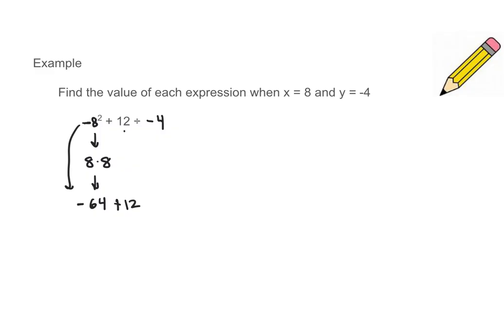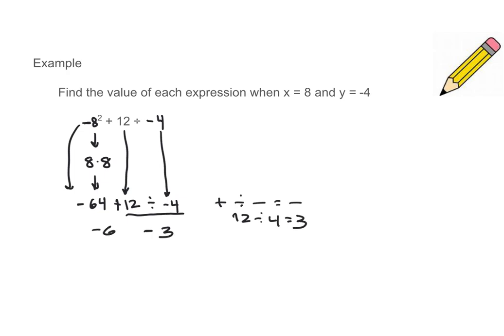plus 12 divided by -4. Order of operations tells us that we will divide 12 divided by -4. A positive divided by a negative is a negative. And 12 divided by 4 is 3. So this is -64 plus -3. Negatives plus more negatives means we have 67 negatives.